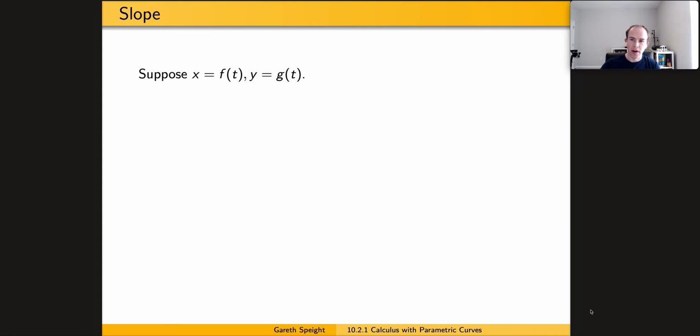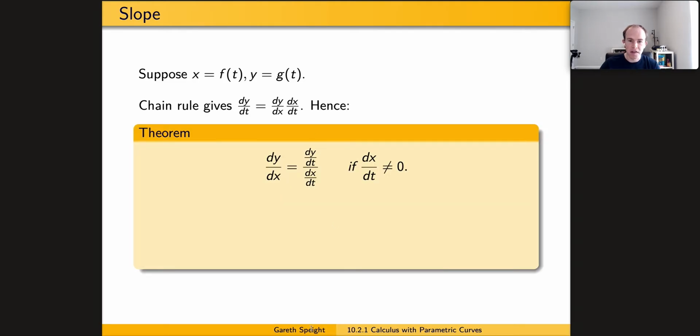So how do we do that if we don't have y in terms of x, but instead we have x and y both in terms of some other variable, say t? Well, the chain rule tells us that dy over dt is the same as dy over dx times dx over dt, just thinking of those dx's as canceling. So we can rearrange this formula for dy dx if we divide both sides by dx over dt, at least if dx over dt is not zero. So this gives us a formula for dy dx, the slope of the curve. dy over dx is dy over dt divided by dx over dt.